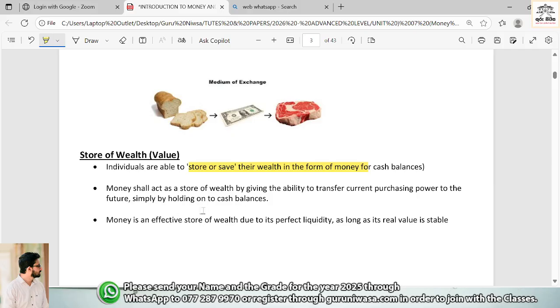Money shall act as a store of wealth by giving, please highlight this, children, the ability to transfer current purchasing power to the future. If you assume you have 100,000, and you use this 100,000 to buy goods and services right now, money acts as a medium of exchange. If you keep this money in your hand to use in the future, here the money acts as a store of wealth, not the medium of exchange. But one day, this 100,000 you have will be used as a medium of exchange. Clear, children?